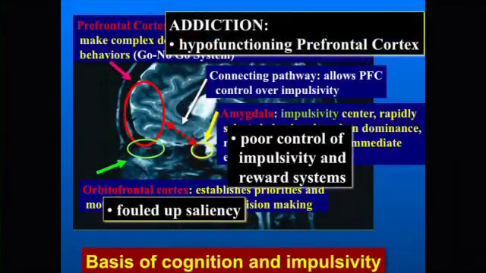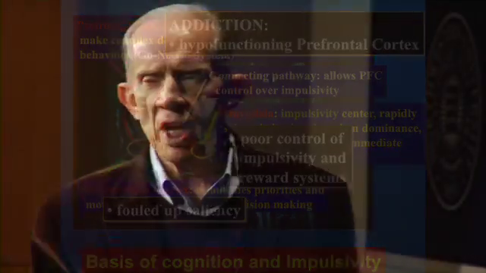So what happens in addiction? In addiction, we see hypofunctioning of prefrontal cortex. The prefrontal cortex has a harder job integrating and suppressing, doing its go, no-go thing. We see orbital frontal cortex having its saliency all fouled up. Its priority list gets scrambled. The only things on its list are drug, drug, drug, drug.